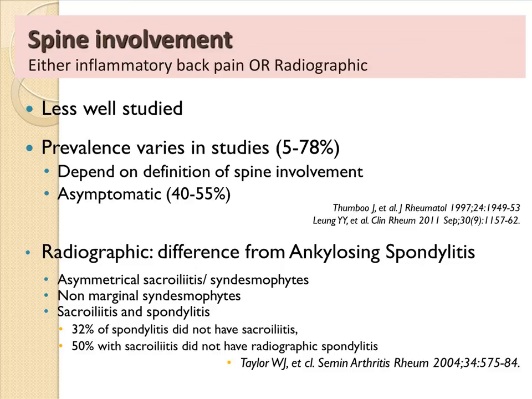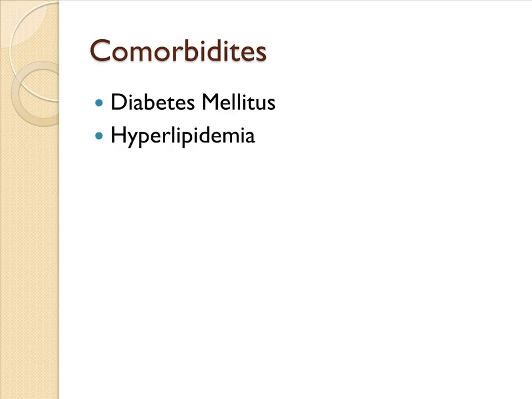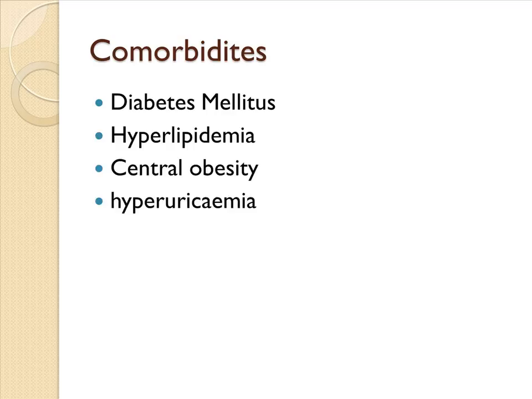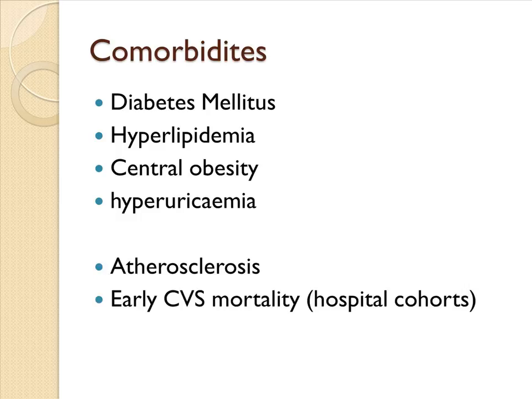The spine involvement in psoriatic arthritis is less well studied. The prevalence varies between studies due to the differences in the definition of spinal involvement. And in some people, particularly Chinese, the spine involvement is relatively asymptomatic. Psoriatic arthritis is associated with many comorbidities, including diabetes, hyperlipidemia, central obesity, hyperuricemia. And they are associated with atherosclerosis and early mortality due to cardiovascular disease.